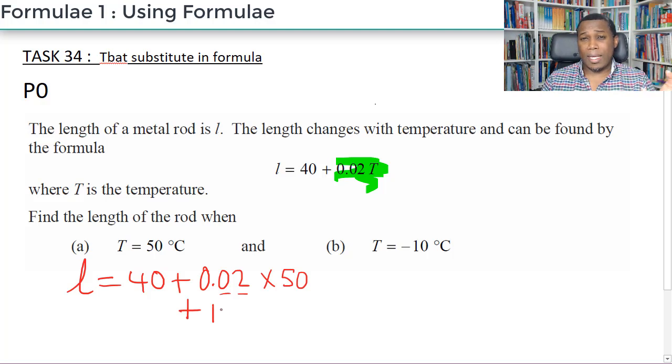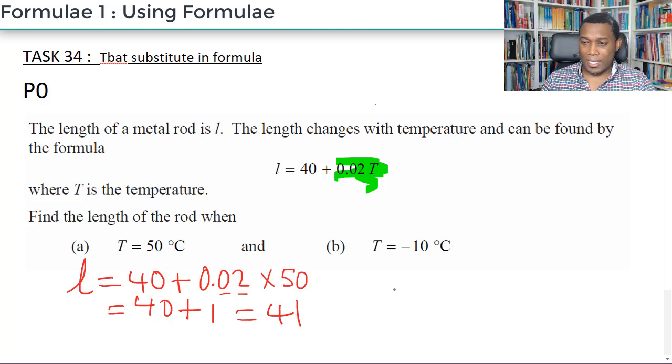Just saying that again, how I did it if I didn't use a calculator. 2 times 5 is 10, so 2 times 50 is 100. And then it's not 2, it was multiplied by 0.02, so 100 needs to be adjusted by 2 decimal places. I needed to divide by 100 basically. So 1 is the value, and what we have is 40 plus 1, which will give me 41 as the length. For B, we have T is -10.